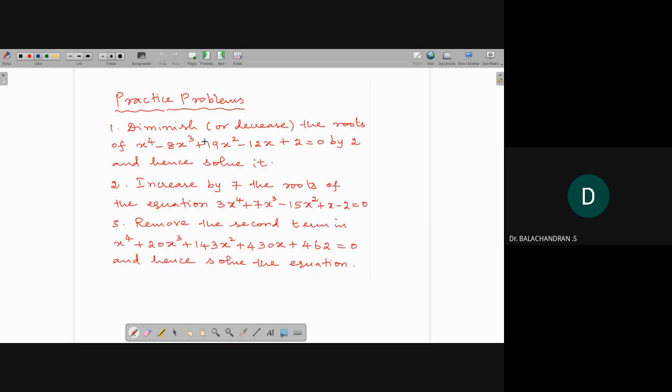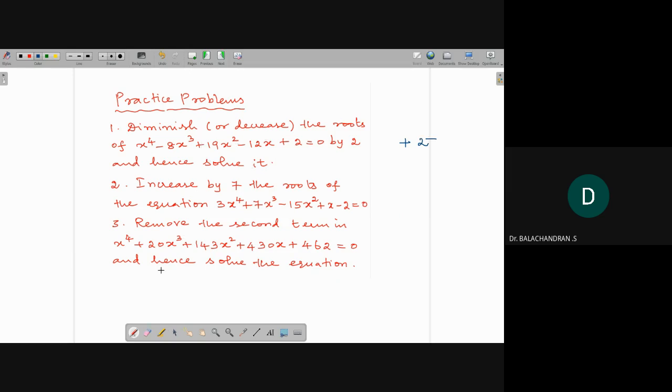So the first problem here: diminish or decrease the roots by 2 and hence solve it. So first you should diminish by 2. You'll get a transformed equation. Once you have the transformed equation, find the roots of the transformed equation, and finally add what? Add 2. Okay, you'll get the roots of the given equation.